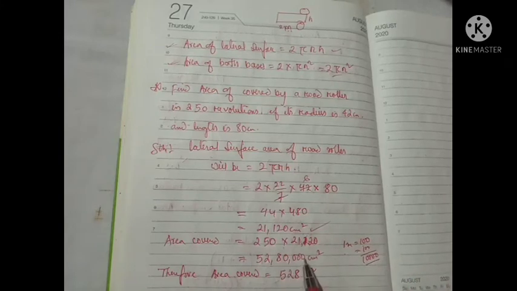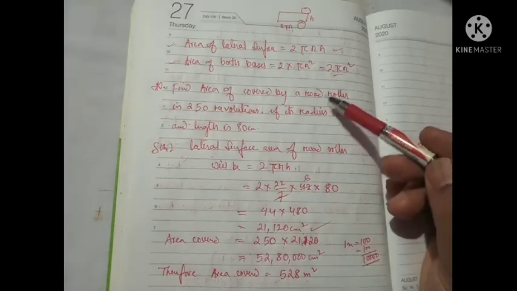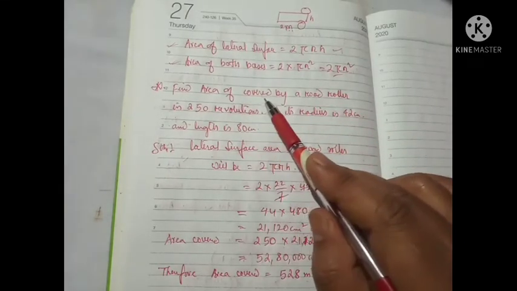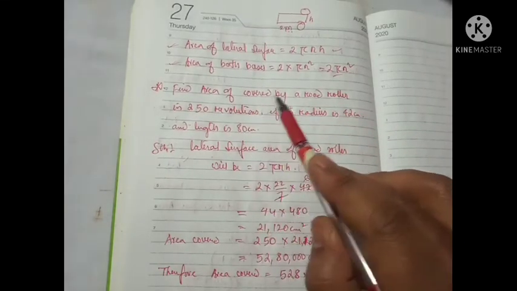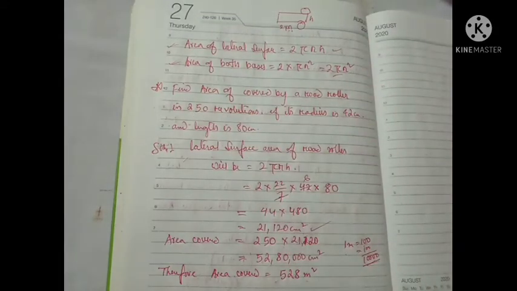You divide 1 2 3 4, 40 will be taken out from this. So the area we have covered here is 528 meters square. This is how we are going to find out the area covered by a road roller when 250 revolutions are there. The area will be 528 meters square.